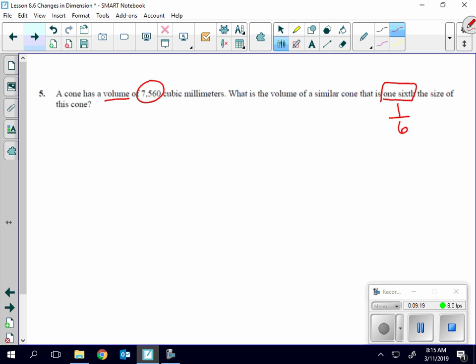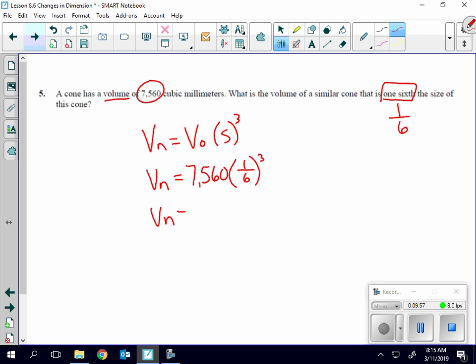All right, so the new volume is going to be the original times that scale factor to the third power. And this is my own formula, by the way, that I don't think I've ever seen it written like this, but I like it like this because it's easier for me to show you what we're doing. So the new volume we don't know still, but we know the original volume was 7,560, and the scale factor is just that 1/6, and we're raising it to the third power. All right, let's do this. We need to do the exponent first.